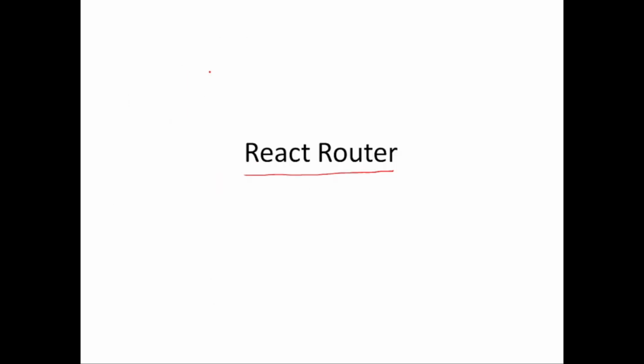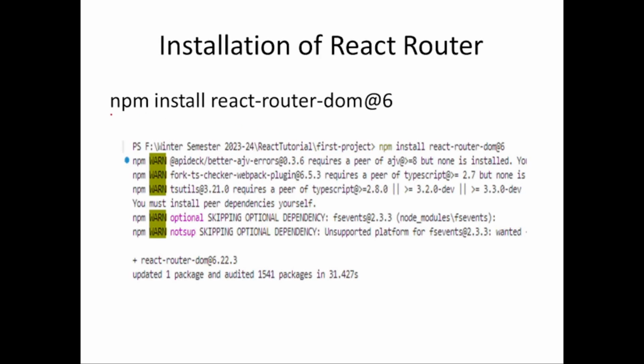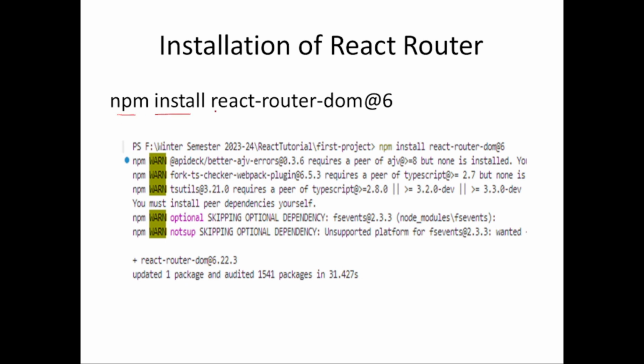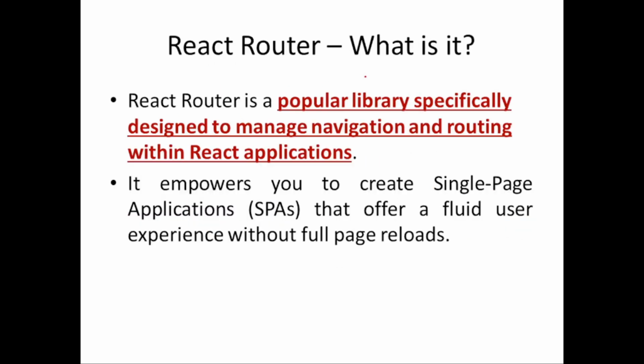When you're working with routing, the very first thing that you should install is a package called React Router. How you install that is you go to your terminal and type in the command npm install react-router-dom. This is the version of this package. So installation of this package is mandatory for us to get this application working. That is the React Router package.